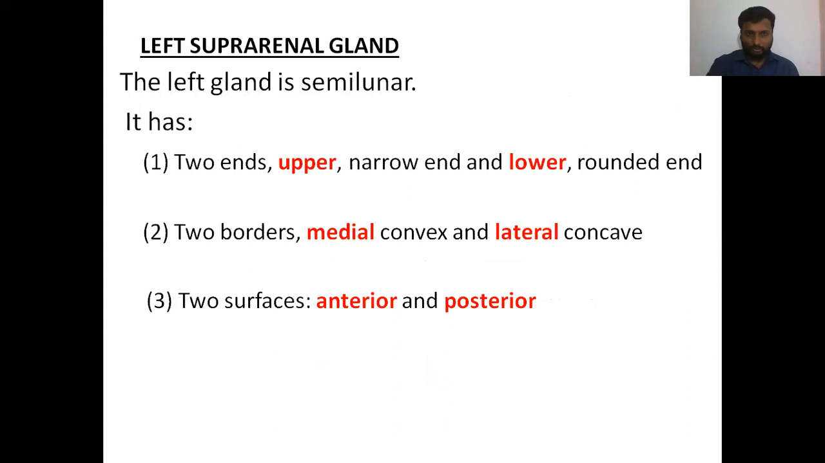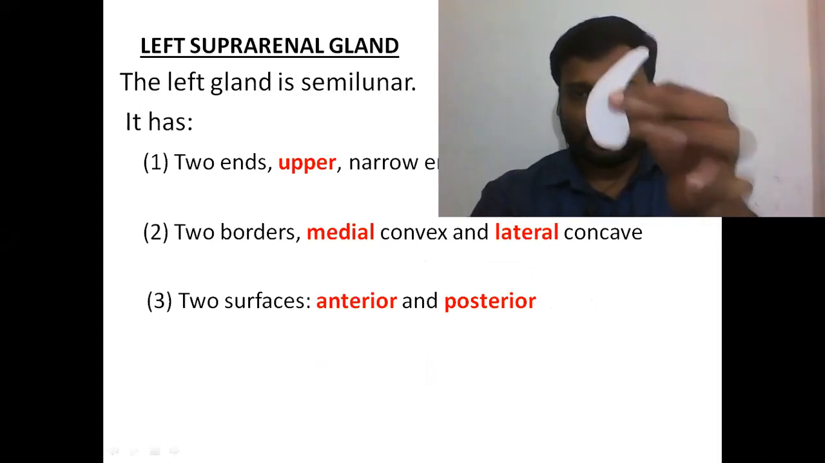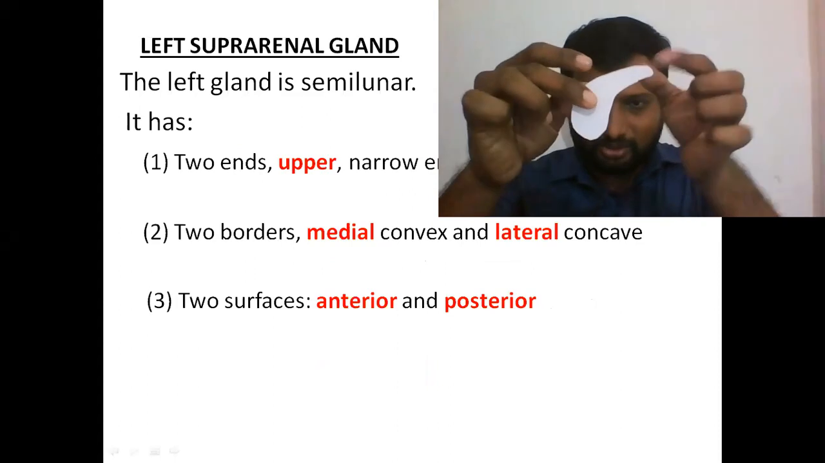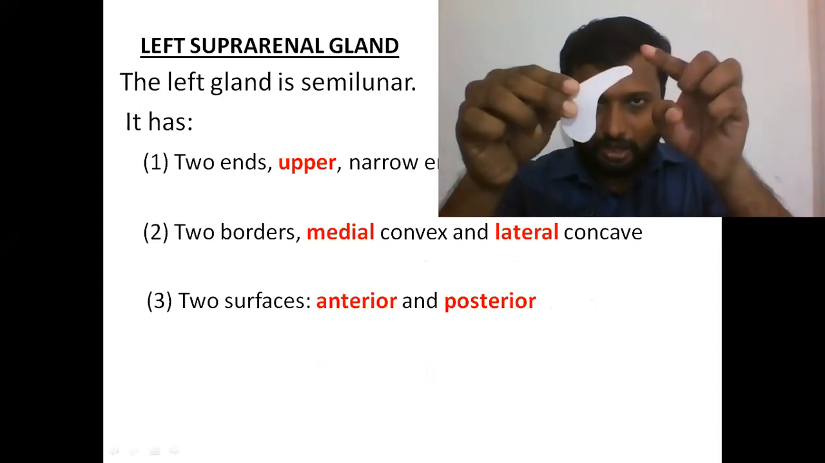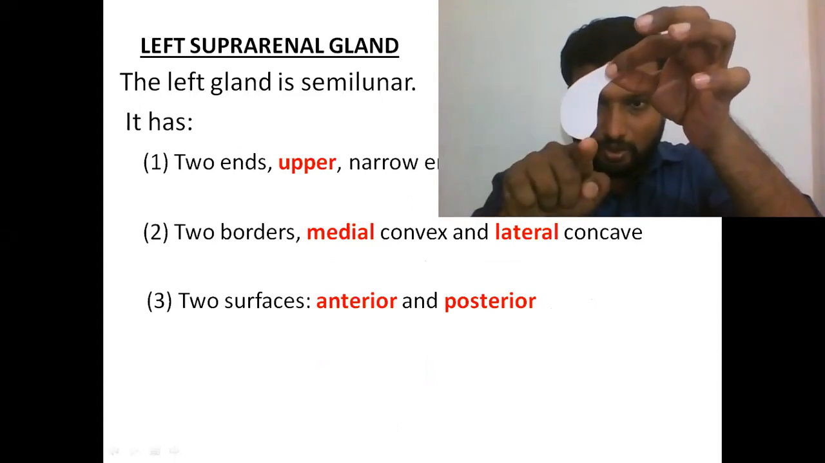Now the left suprarenal gland. Left suprarenal, I already told you, it is semilunar in shape. So it has an upper end and lower end, then two borders, medial border and lateral border, then two surfaces, anterior surface and posterior surface. So we'll see the details. See, this is the left suprarenal gland, almost semilunar in shape, with the upper end and lower end.